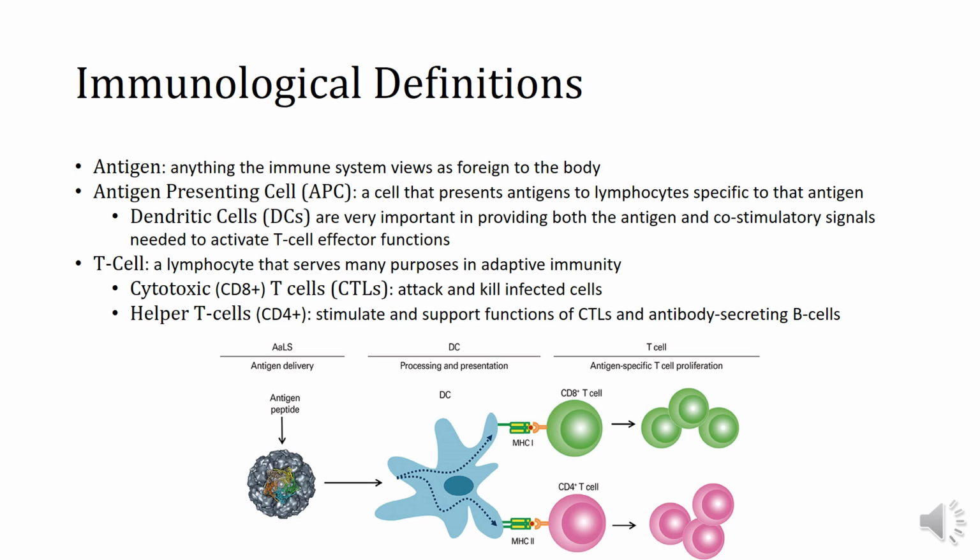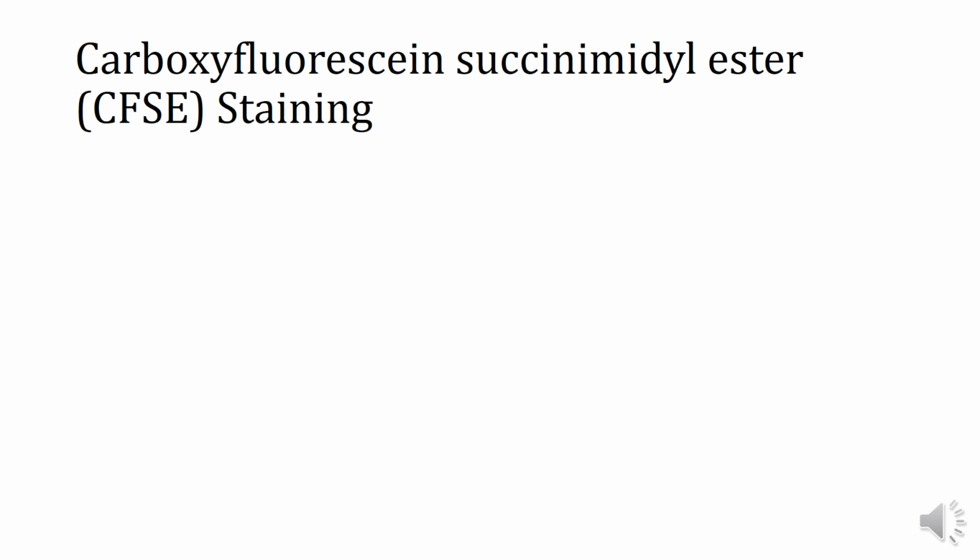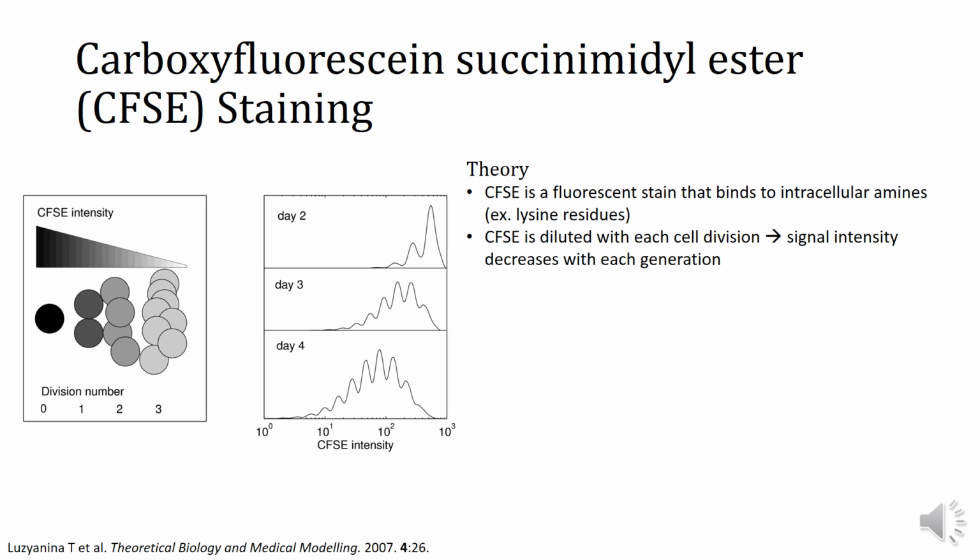B cells. Both of these cells are seen in the figure below, where an antigen is presented to a DC and processed and then presented on the major histocompatibility complexes to CD8 cytotoxic T cells and CD4 helper T cells. The first technique that we're going to describe to you is carboxyfluorescein succinimidyl ester staining, also known as CFSE.